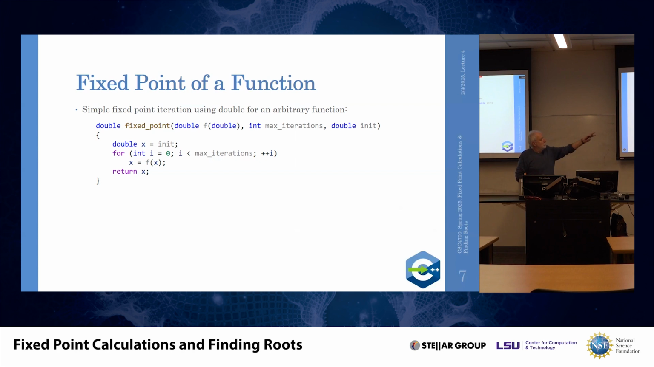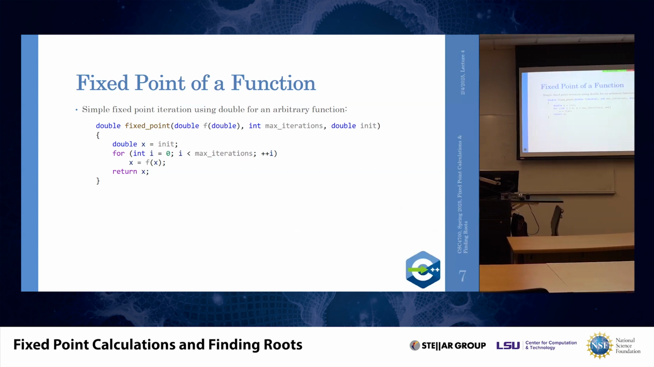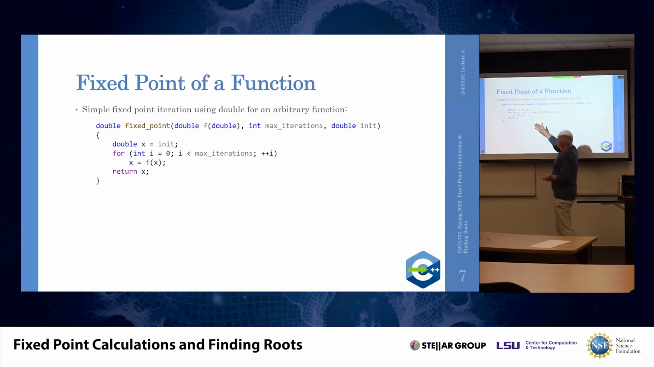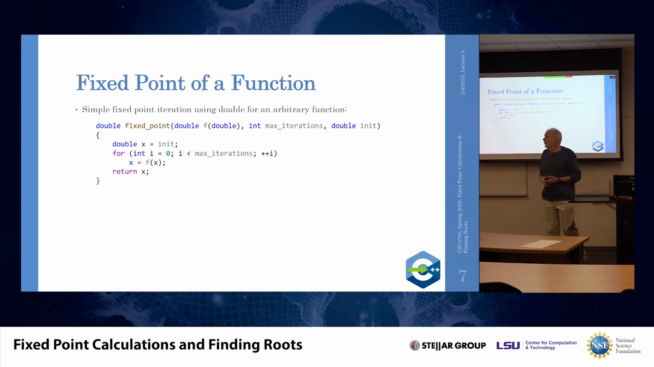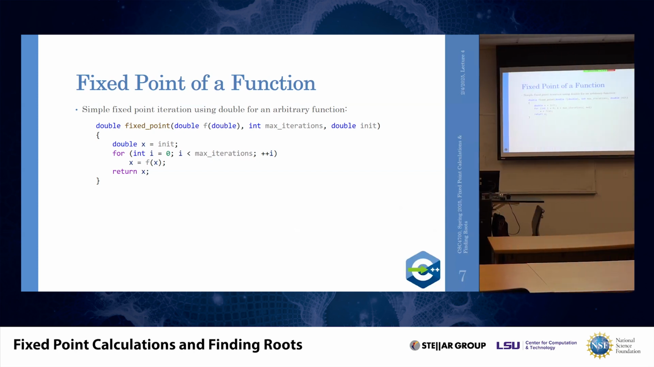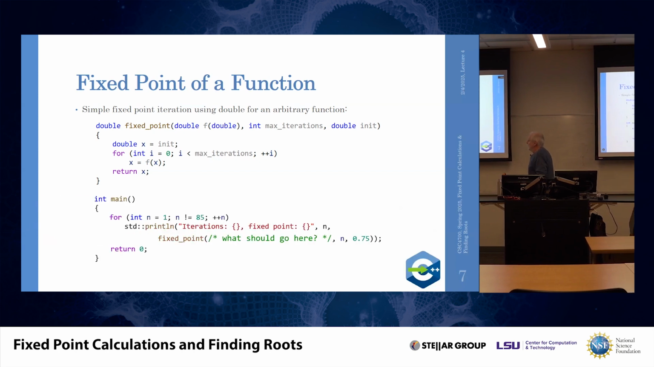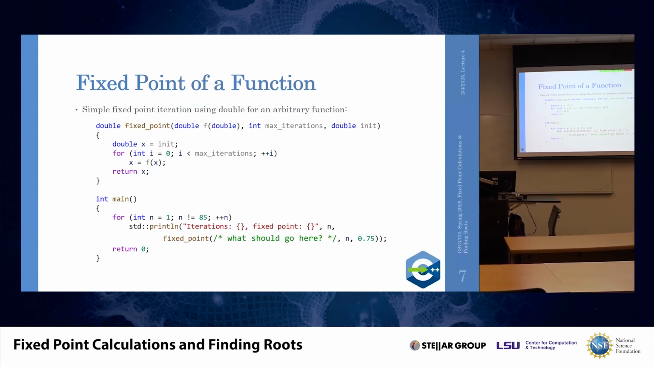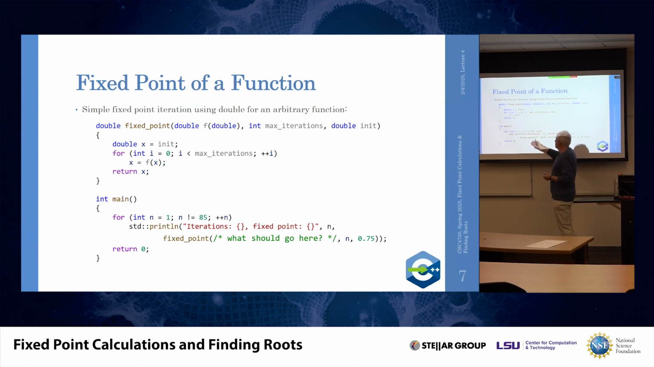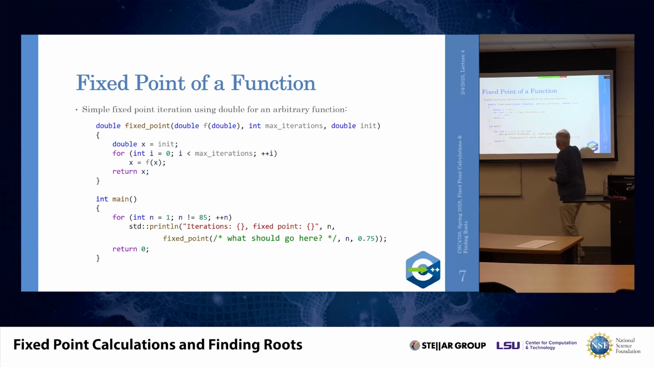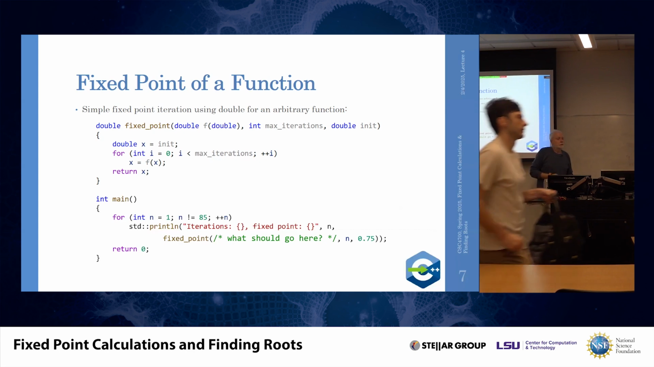And the other two arguments, the max iterations and the init, haven't changed. Our argument is f, so I can use f as a function now in my loop, and I can apply this algorithm to an arbitrary function f. So when we call that in our main routine, we suddenly have a problem. What should we pass to the fixed point as a first argument?